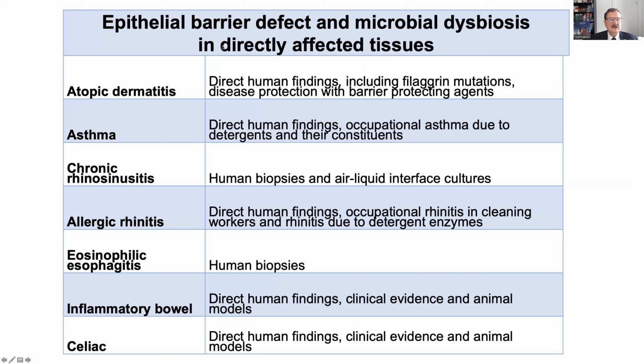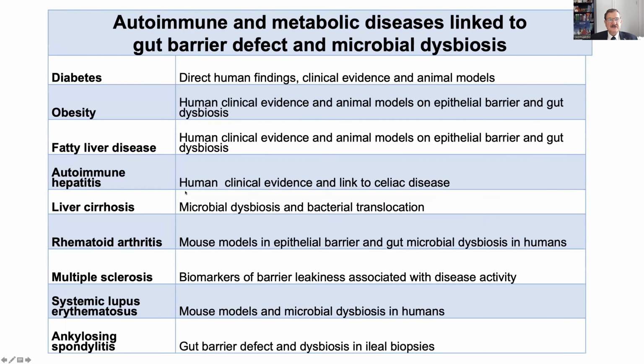Here is a list of diseases. These are the ones where the affected tissues have epithelial barrier problems. You can see here atopic dermatitis, asthma, chronic rhinosinusitis, allergic rhinitis, eosinophilic esophagitis, inflammatory bowel disease, and celiac disease. And here is another group of diseases. These are autoimmune and metabolic diseases that are linked to gut barrier defect and microbial dysbiosis: diabetes, obesity, fatty liver, autoimmune hepatitis, liver cirrhosis, rheumatoid arthritis, multiple sclerosis, systemic lupus, and ankylosing spondylitis.